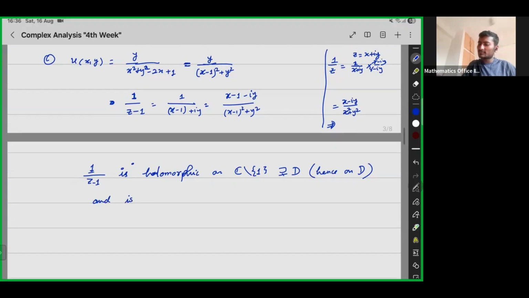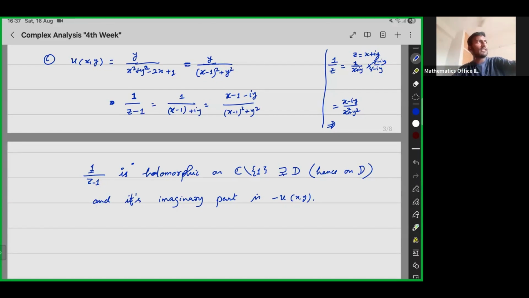imaginary part is u, or minus u. You can multiply by minus in the actual function. Let's say we had 1 minus z here, so that minus iy becomes plus iy, so it doesn't matter. And its imaginary part is our function minus u of xy.